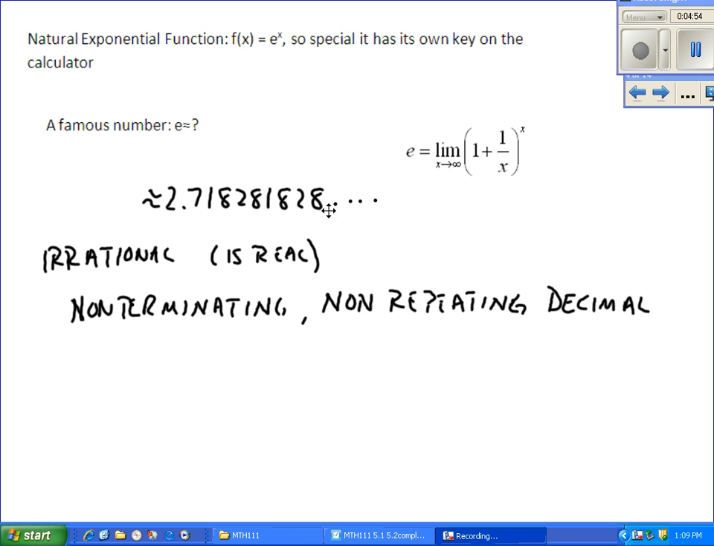It goes on forever. It's a non-terminating, non-repeating decimal like pi. It's an irrational number. It's difficult to write down, but it gets used in a lot of applications, and so we created a new symbol for it, the letter e.